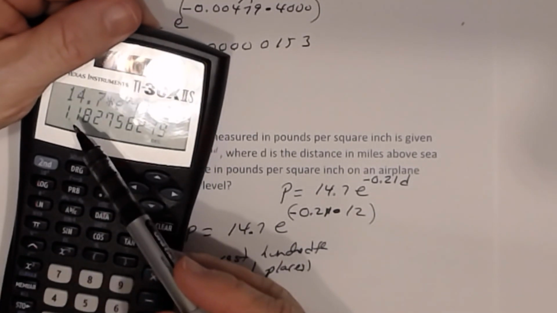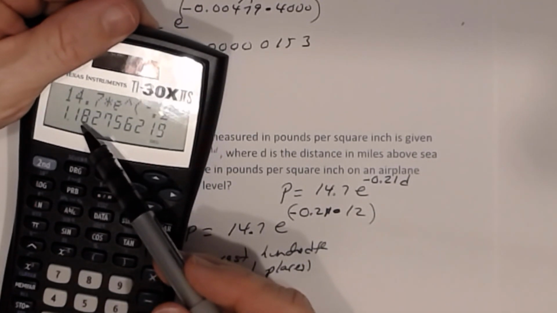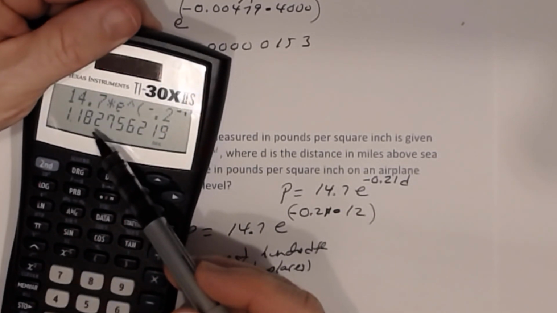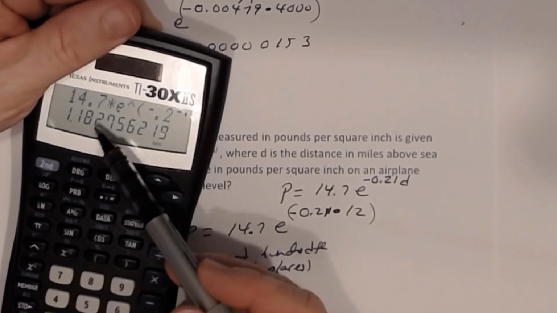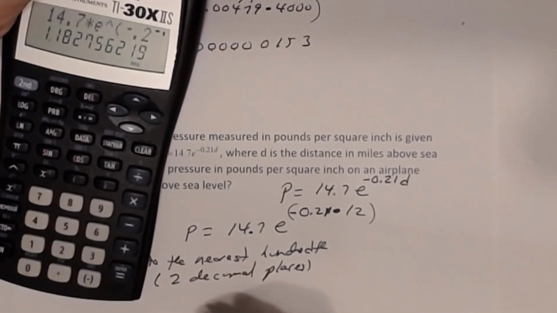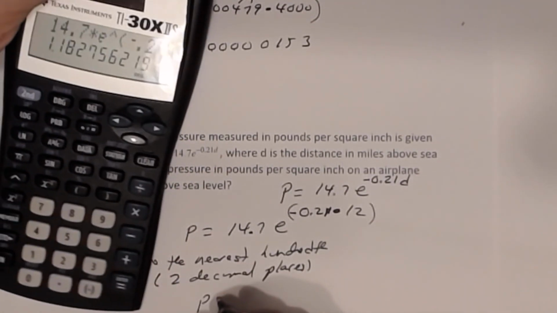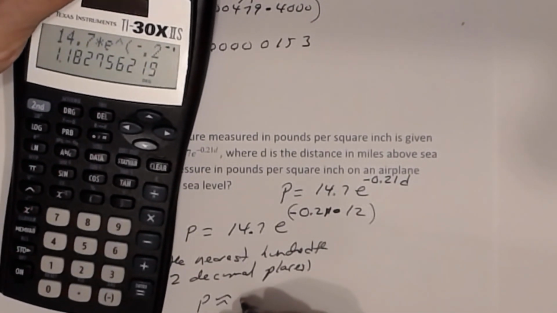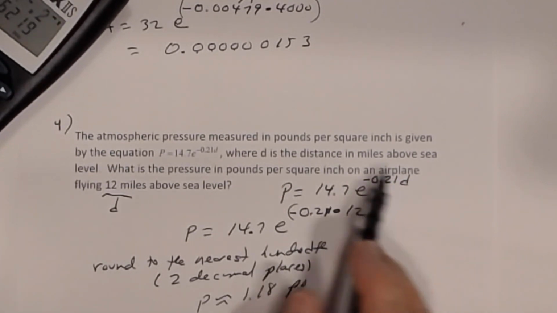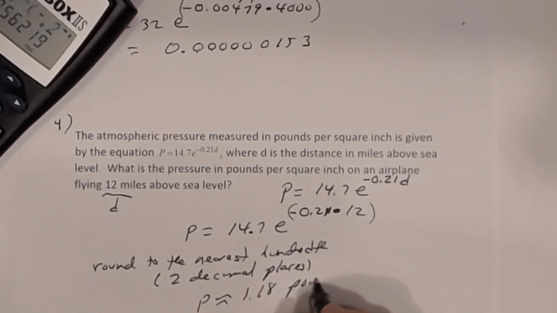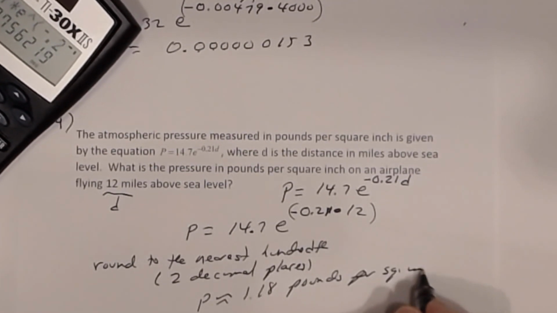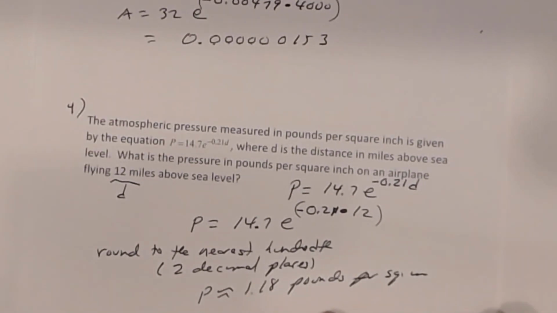Remember, this is the tenths place right here. This is the hundredth. So the 8's in the hundredths place. So to round to the nearest hundredth, you got to look at the thousandths place as well. So if that's 5 or larger, then the 8 becomes 9. So the pressure is going to be approximately equal to 1.18 pounds per square inch. Okay? All right, that was number 4.